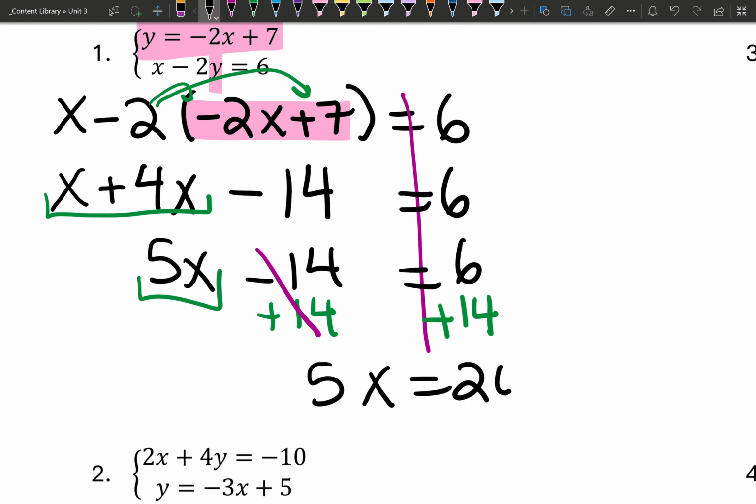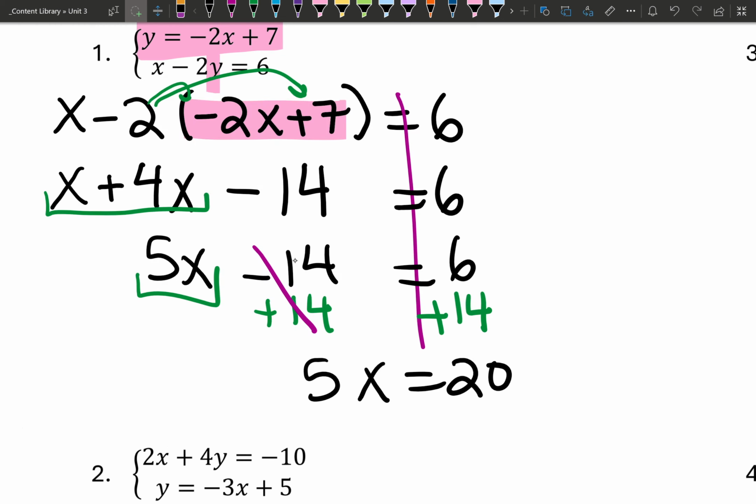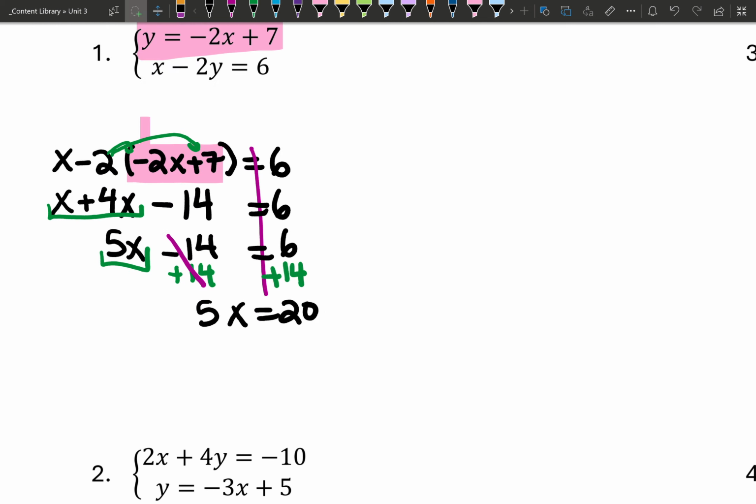5x equals 20. Let me use the magic of technology to make this smaller, because I totally made that huge. Small, look at how small. Oh, let's fix my highlighting. And then I'm going to finish this problem by dividing both sides by 5. X equals 4.